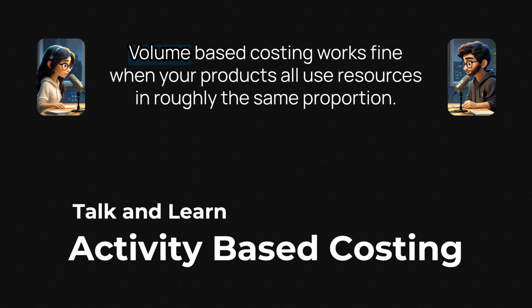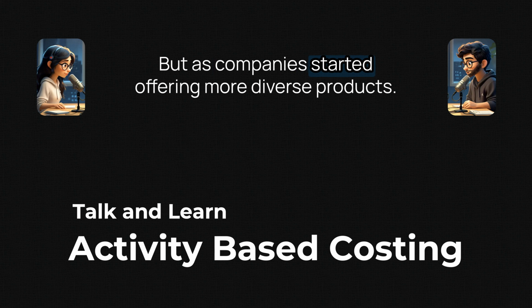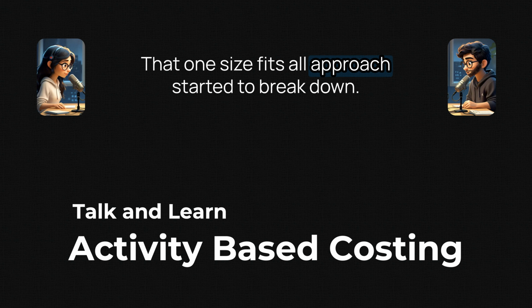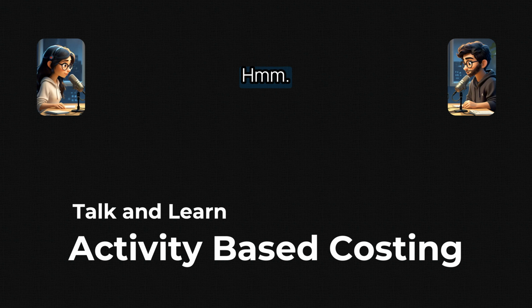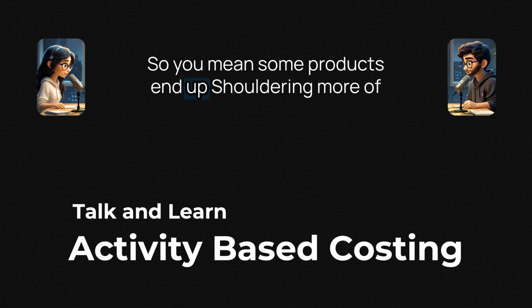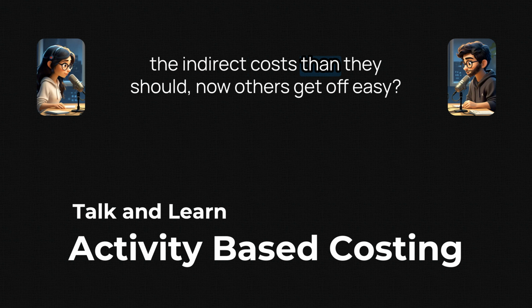There is. Volume-based costing works fine when your products all use resources in roughly the same proportion. But as companies started offering more diverse products, that one-size-fits-all approach started to break down, and that's where cost distortion creeps in. Do you mean some products end up shouldering more of the indirect costs than they should? Exactly. And others get off easy? Precisely.